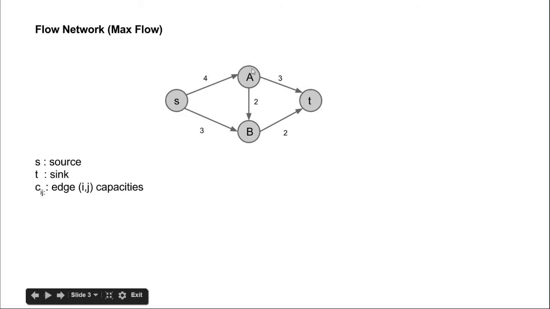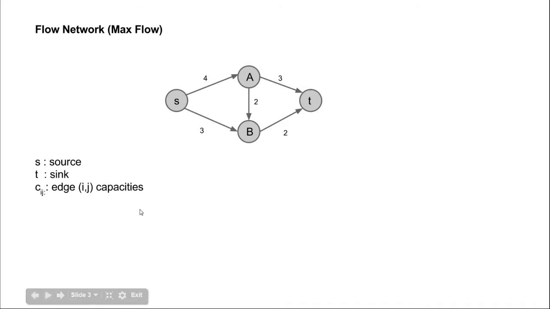Then we have multiple intermediate nodes like A and B. Then we have edges which connect these nodes. These edges have capacities. These are the max capacities. No flow along that edge can exceed its capacity. We denote Cij as the capacity along the edge ij.